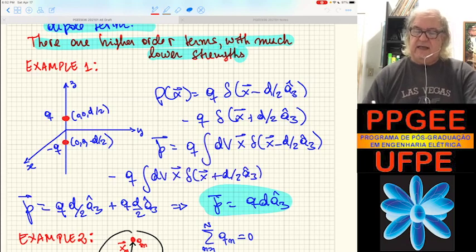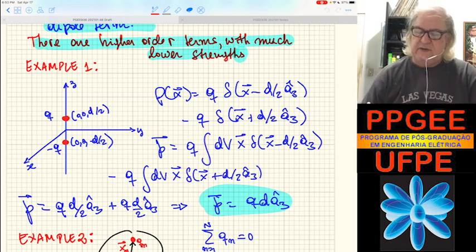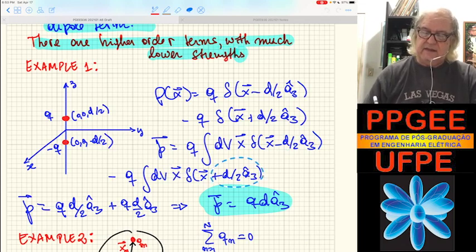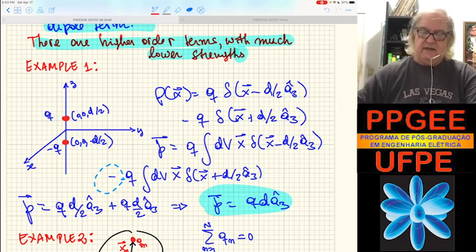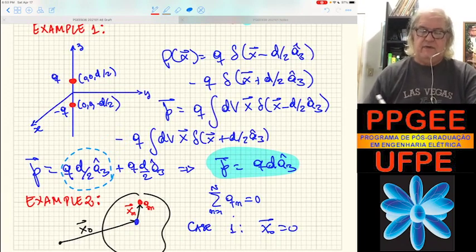Of course, the integral of any function that's multiplied by a delta function is going to be the function calculated at the singularity point of the delta function. In this case, this is going to be x equals d over 2 az. The other one is going to be x equals minus d over 2 az. So this minus is going to cancel this minus here. So you're going to have a sum of two terms, qd over 2 twice.